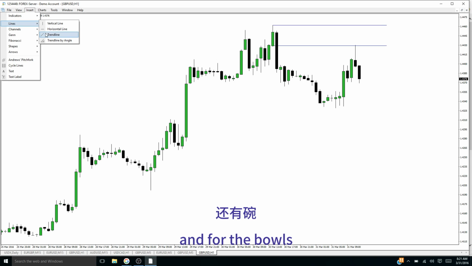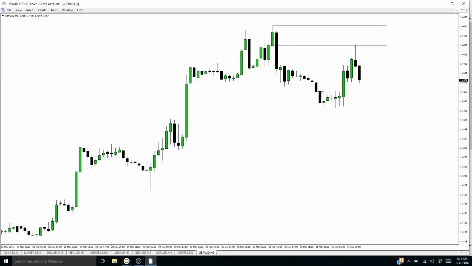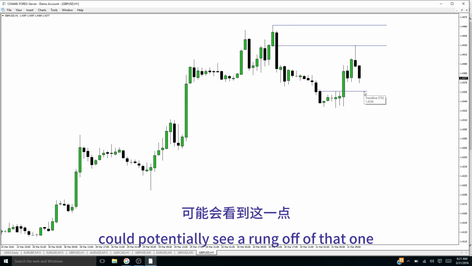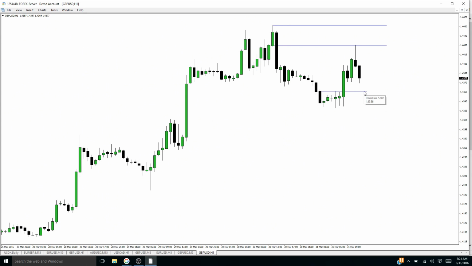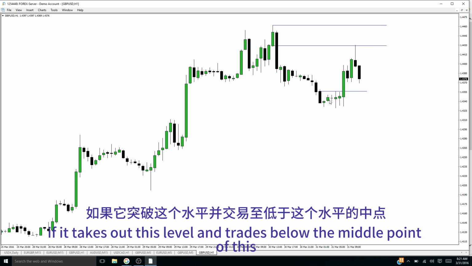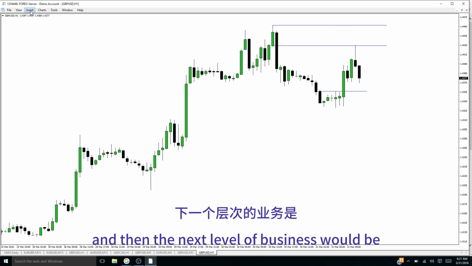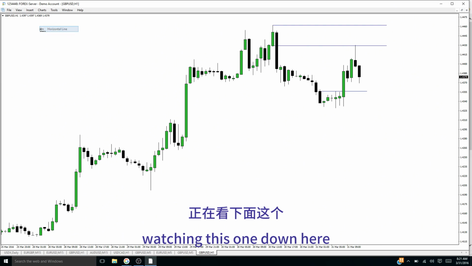And for the bulls, we still are in New York. So if we come down and hit this level in here, 43.56, yeah, 43.56, we could potentially see a run off of that one. If it takes out this level and trades below the middle point of this, we're going to clear out the stops, and then the next level of business would be watching this one down here.